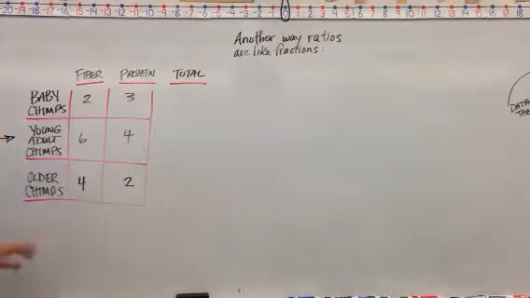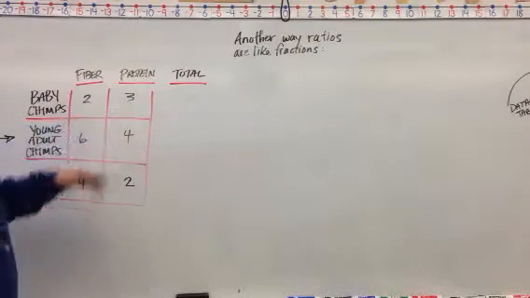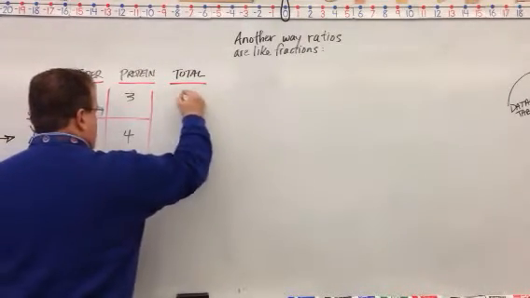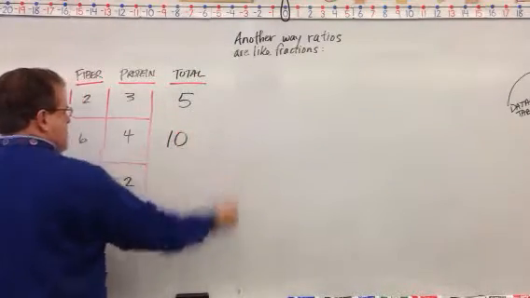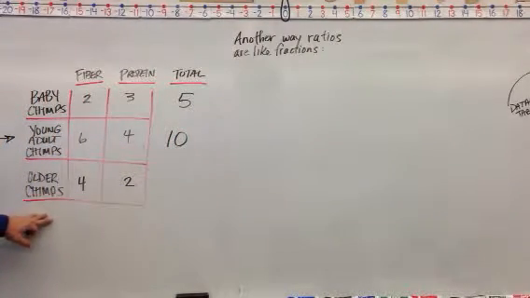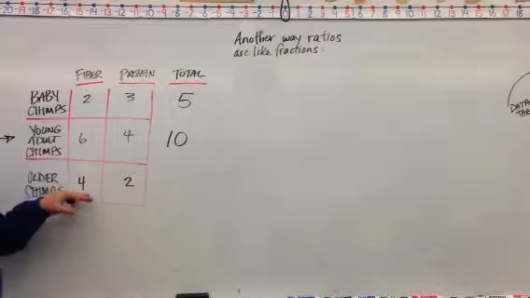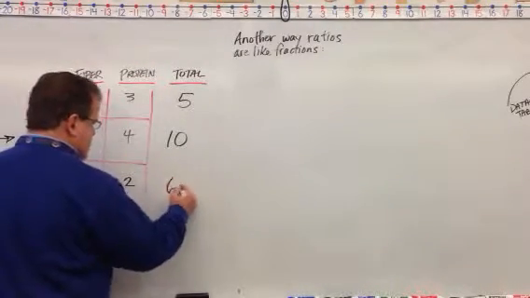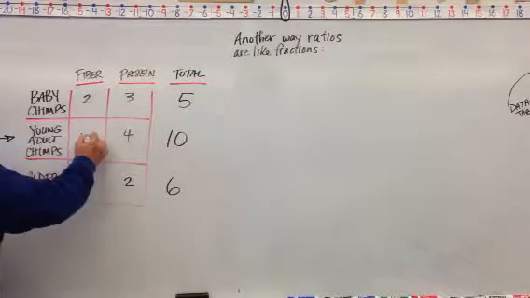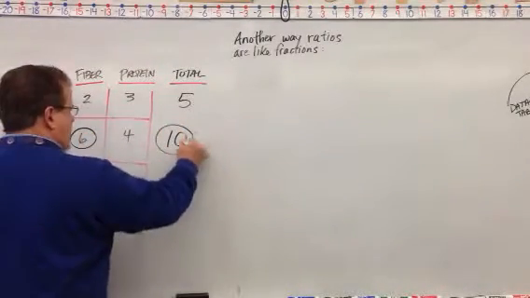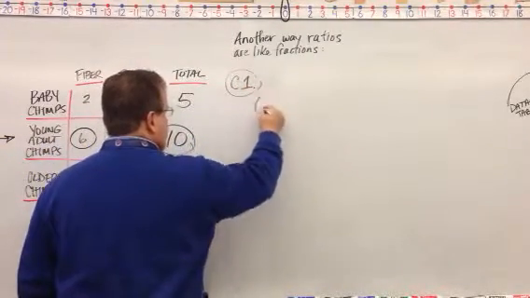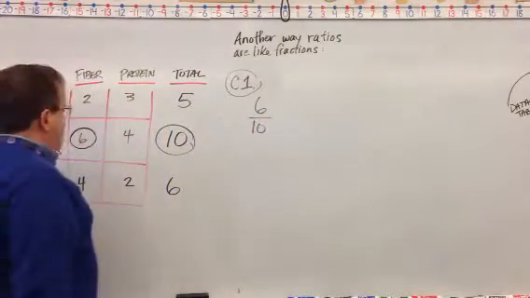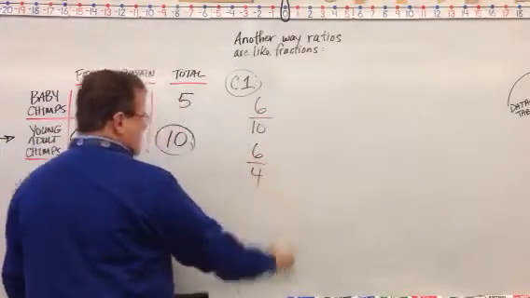And just to put this info in here, for the baby chimps, if you have 2 cups of high fiber and 3 cups of high protein, if you're making one batch, you have 5 cups of mix. For the young adults, you get 6 cups of high fiber and 4 cups of protein, so you have 10 cups of mix. And older chimps, me, I'm in this group, 4 cups of high fiber and 2 cups of high protein, for 6. So Hannah is looking at 6 to 10, and that's for question C1. She's comparing 6 to 10, whereas Leah was comparing 6 to 4.